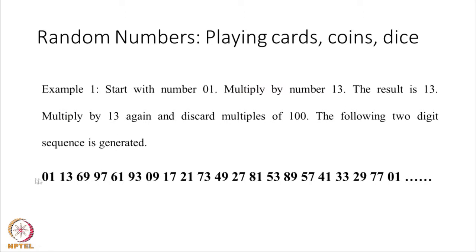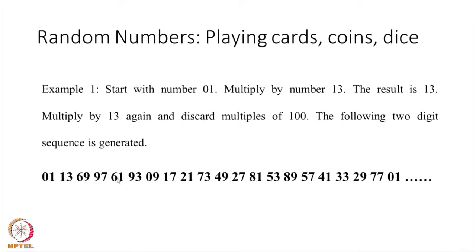So, look at the following sequence. First number was 1, next number was 13, 13 into 13 was 169. Out of that 169, I removed 100. So, I got 69. Multiply 69 by 13 again, keep only the digits between 1 and 99. That is called a mod operation. Modulus operation is you divide a number by 100 and only keep the remainder. It is a remainder operation. So, I got 97, then multiply 97 by 13 and remove all the multiples of 100, what remains is 61.